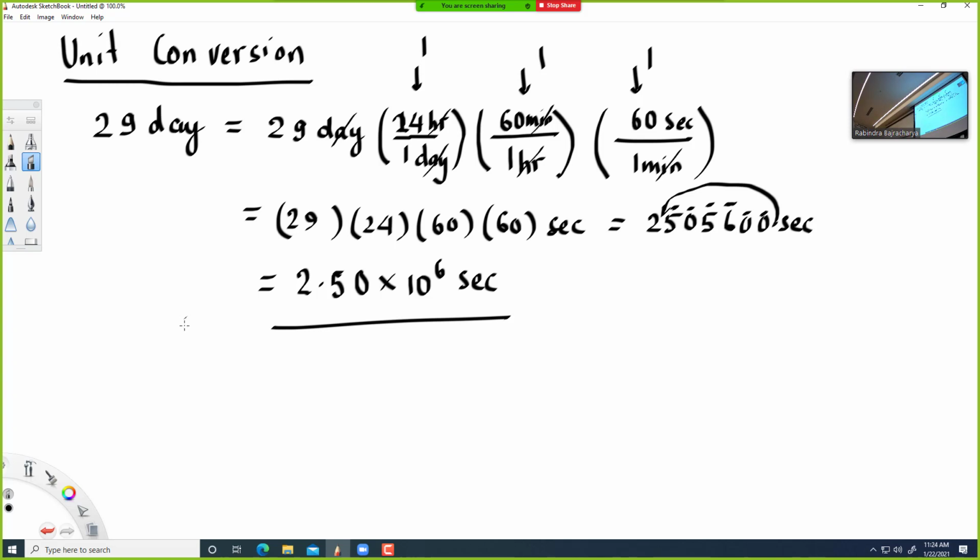Likewise, we can convert, let's say, meter to inch. So let's say I want to convert meter to inch. So 1 meter, I want to get rid of meter, so put meter down here.